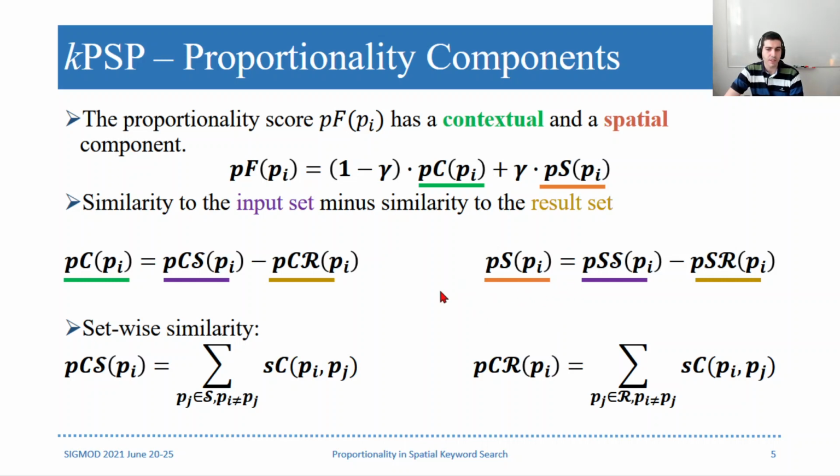The contextual proportionality score with respect to the input set, PCS, is the sum of a place's contextual similarity scores with the rest of the elements of the input set S. Similarly, the contextual proportionality score with respect to the result set R, that's the score PCR, is the sum of a place's contextual similarity scores with the rest of the elements of the result set R. The set-wise spatial proportionality scores are defined analogously.